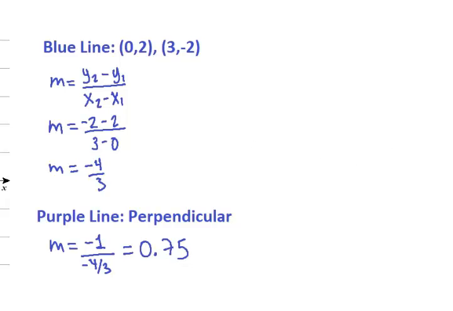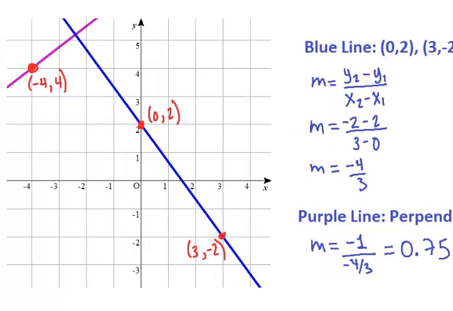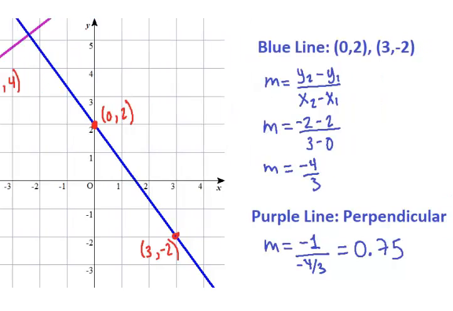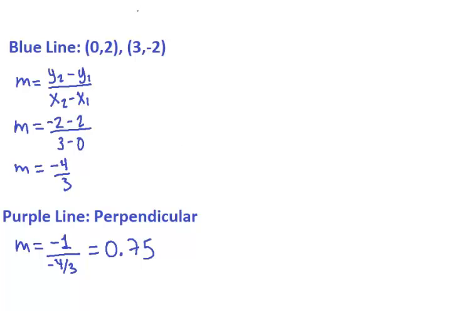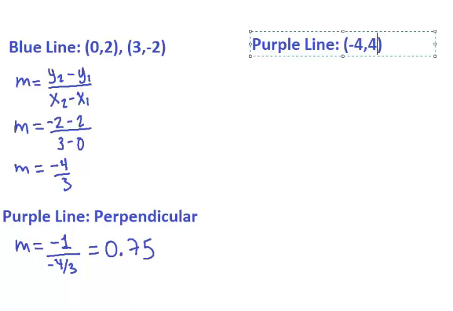Now, what else do we know about the purple line? If you see on the drawing, you're going to notice that there is a point where the purple line is passing by. That point is -4, 4. So that point belongs to the purple line. With that information, I can use the equation of the line y equals mx plus b, which is the slope-intercept form of a line, and I can substitute the information I know in order to find b.